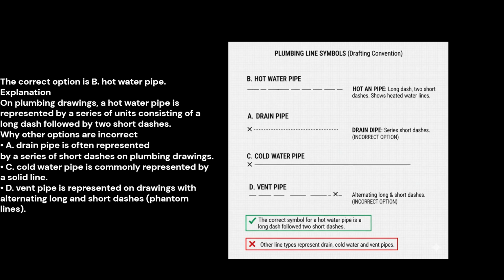Hot water pipe. Explanation. On plumbing drawings, a hot water pipe is represented by a series of units consisting of a long dash followed by two short dashes. Why other options are incorrect.